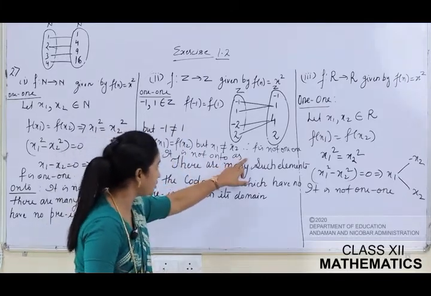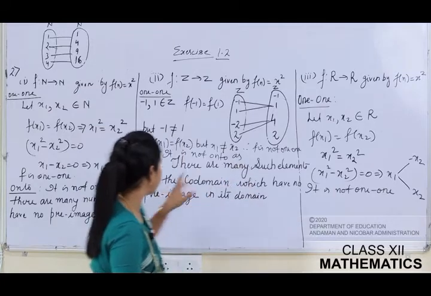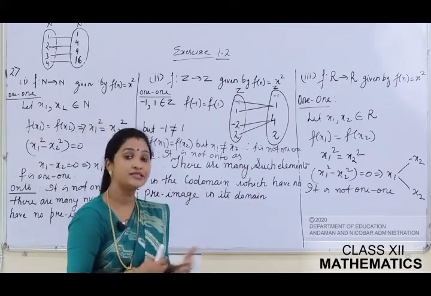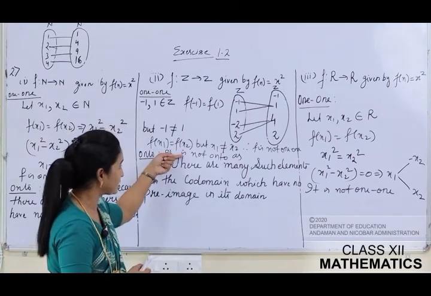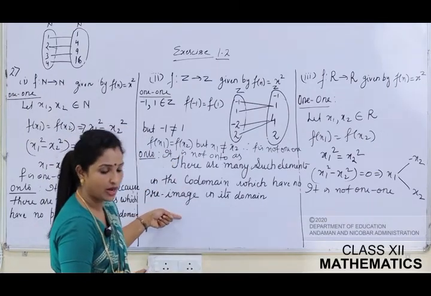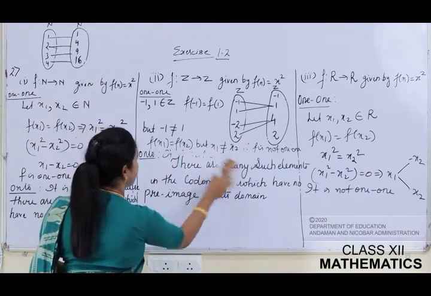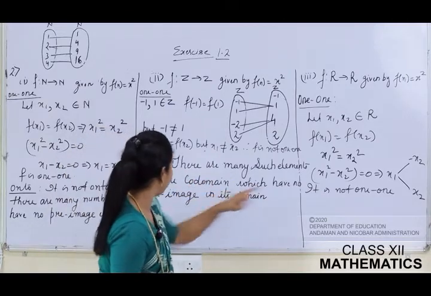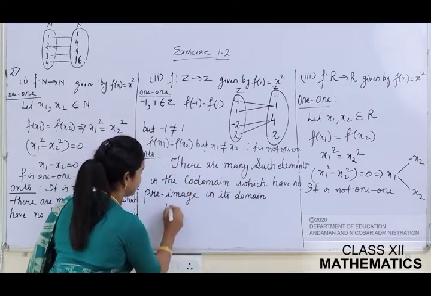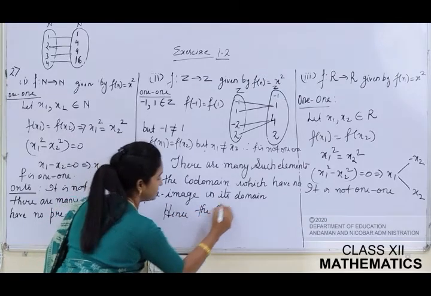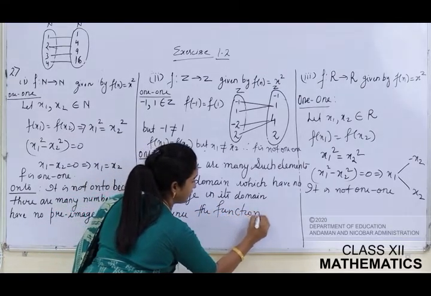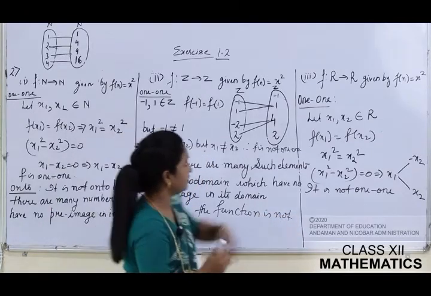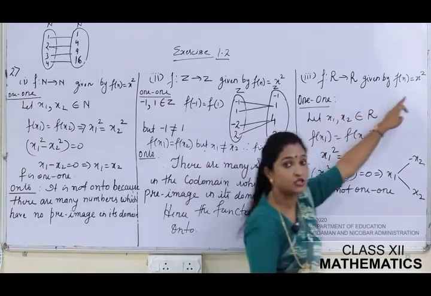It is not onto as there are many such elements in the codomain which have no pre-image in its domain. Hence, the function is not onto. You can write this first or later. As I have written here, you can also write it like this: as there are many such elements in the codomain which have no pre-image in its domain, hence, the function is not onto. I think it's clear.